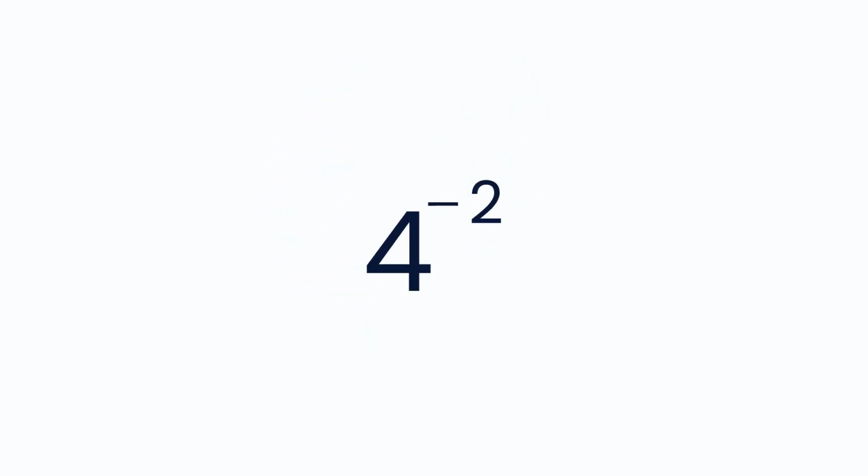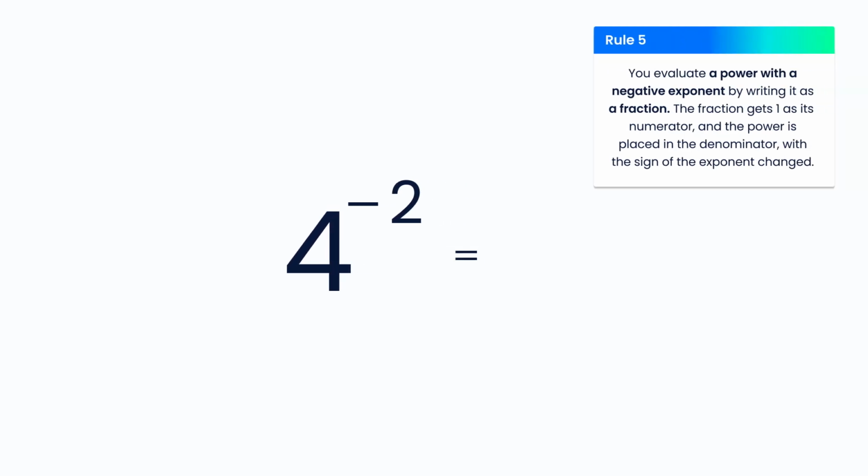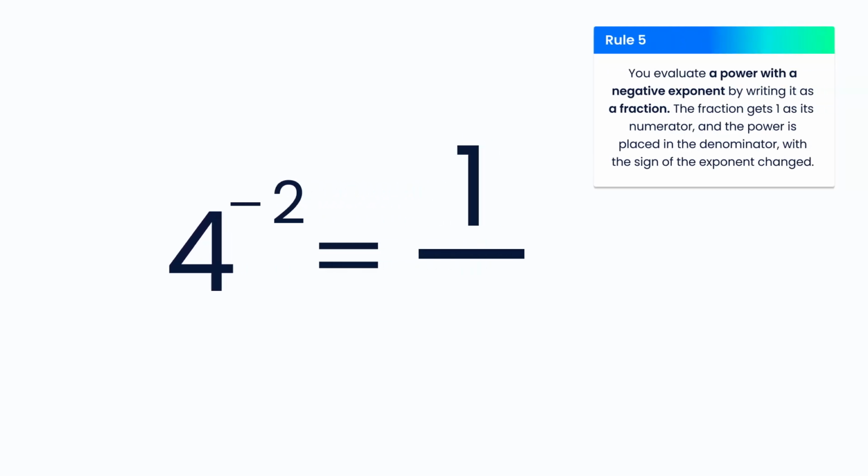Evaluate 4 to the power of minus 2. You use the rule and create a fraction with 1 in the numerator and 4 squared in the denominator. Because 4 squared is equal to 16, you can write this as 1/16. But why does this work?